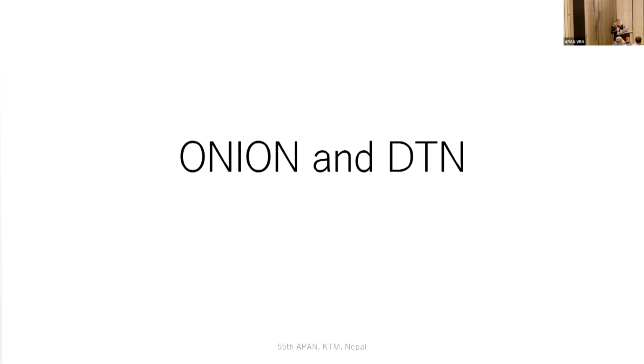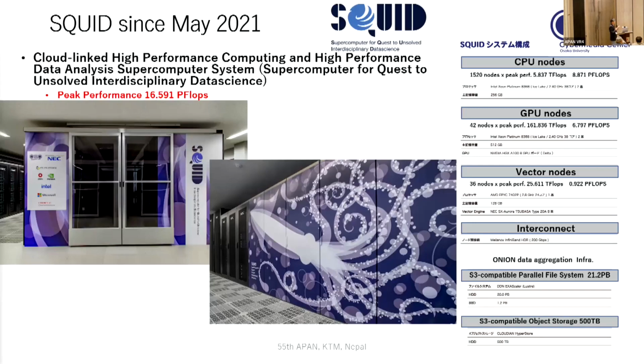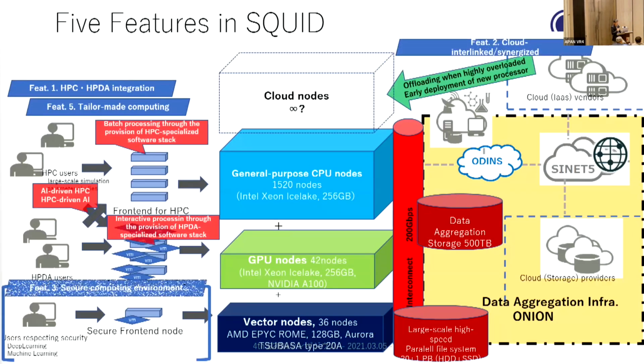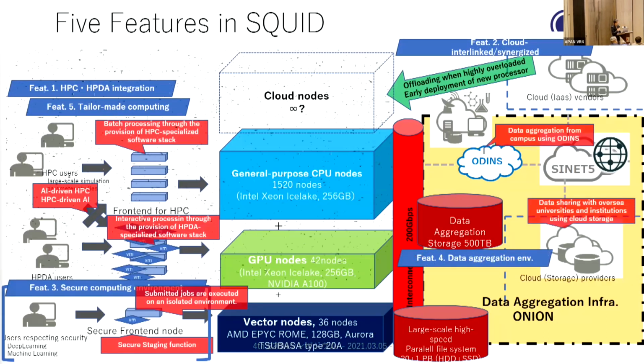And from the next slide, let me go into the details of Onion and our planning for the future. So again, this is the supercomputer system Squid. When we introduced the supercomputer system named Squid, we also built the data infrastructure named Onion. Onion's architecture is something like this. The right part of the slide shows the Onion.